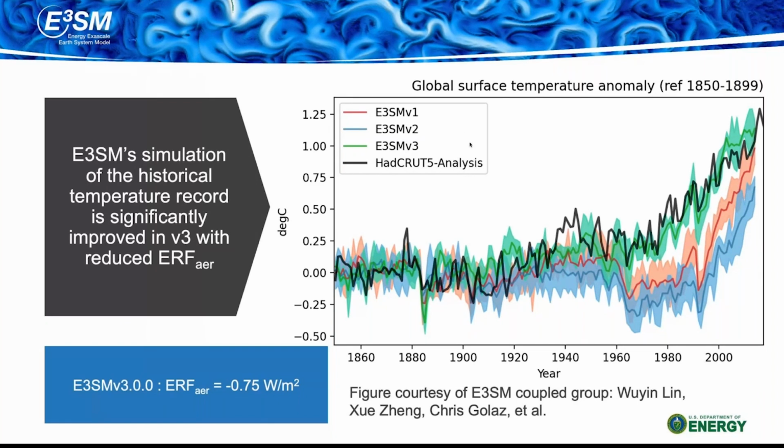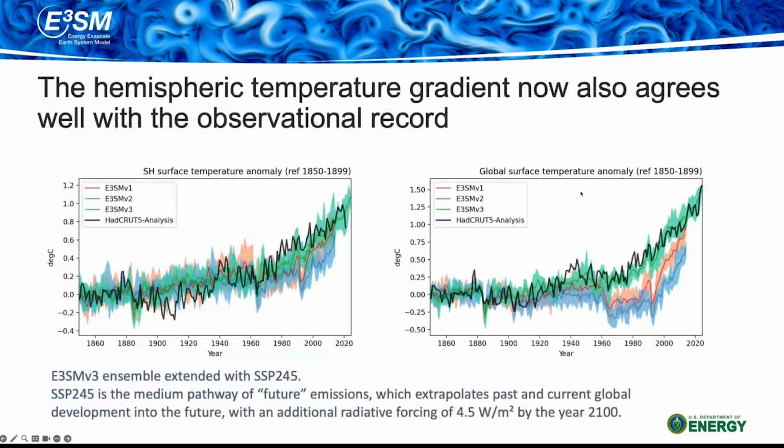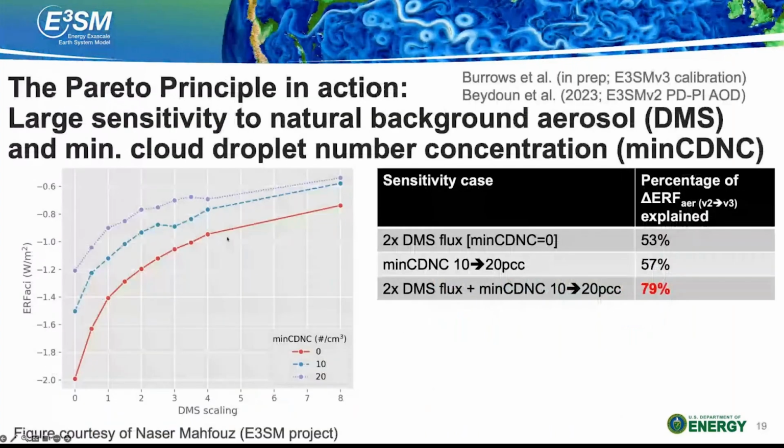And there may be multiple model variants that can produce such a record, but it is a minimum requirement that we need in order to be able to really think about future projection scenarios with this model. In addition to improving the global mean temperature, we also improved agreement with the historical temperature gradient. So I want to mention that as well.